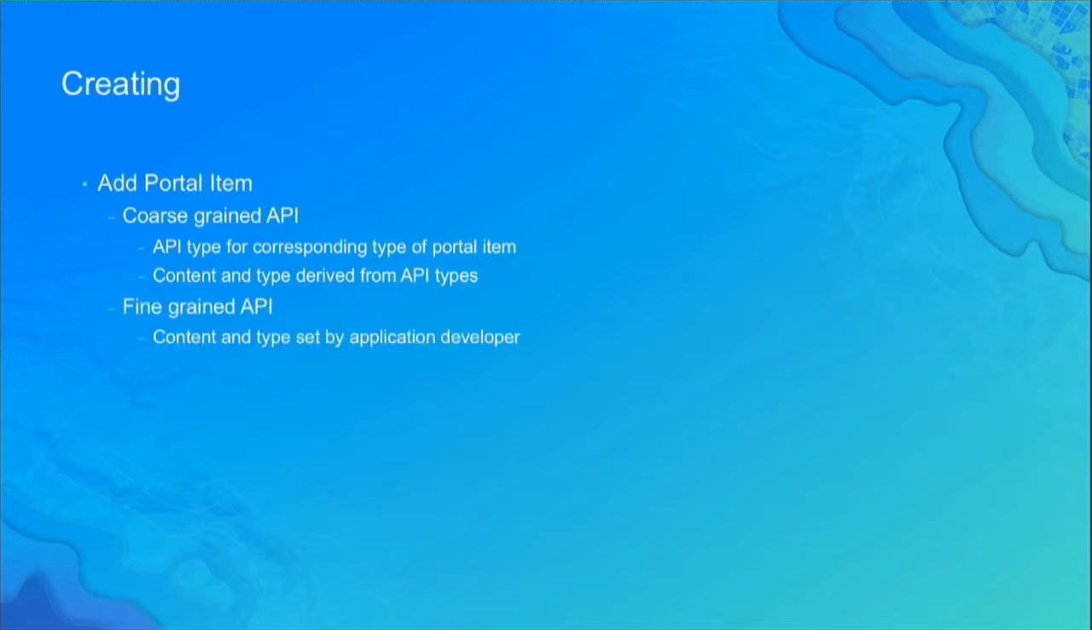Another way, depending on the portal item type, is to use the fine-grained API. In this case, we have a class called portal item, so you'll work with that. In that case, you have to specify the type, and you also have to specify the content. So let me give you an example. Web map portal item type is a very common example. If you want to create a portal item of type web map, you will create an instance of Arcgis map using the Runtime API.